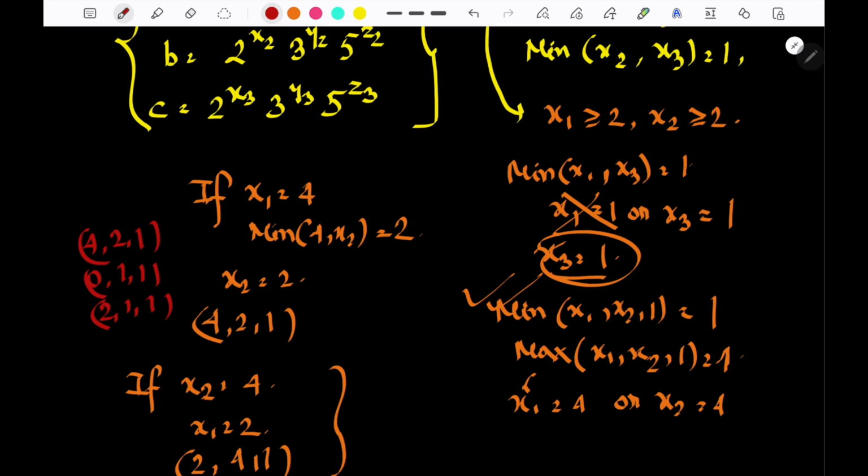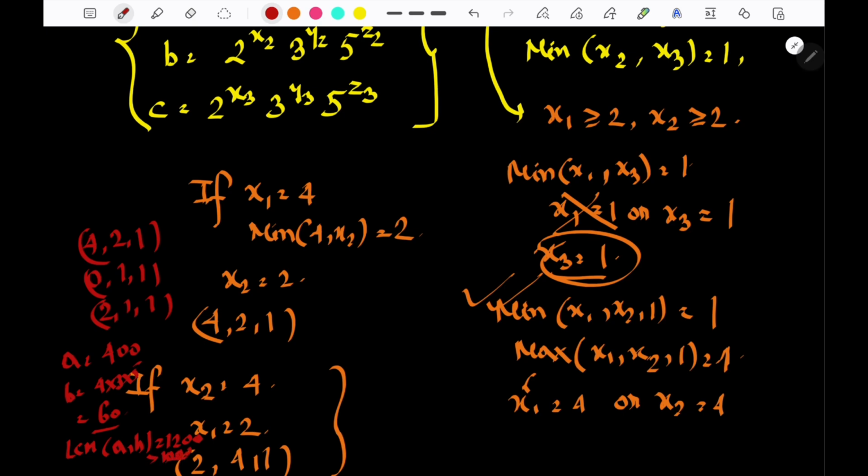Now choose another triplet for 5, that is 2, 1, 1. So what is A? A will be 2 to the power 4, that is 16, 3 to the power 0, and 5 to the power 2. So 16 into 25 is 400. And what is B equal to? B will be 2 to the power 2, which is 4, into 3 into 5, that is equal to 60. And what is the LCM of 60 and 400? LCM will be 1200, which is greater than 1000.